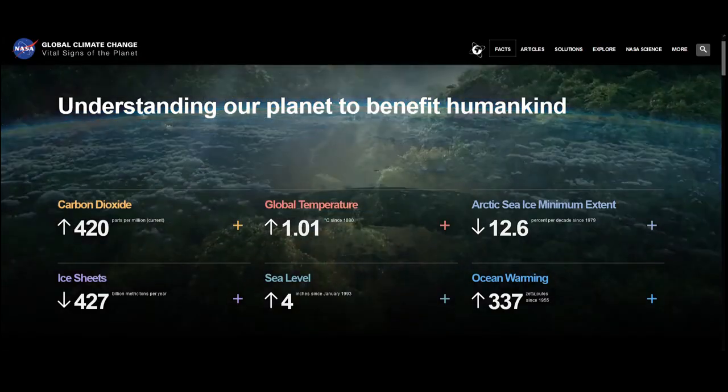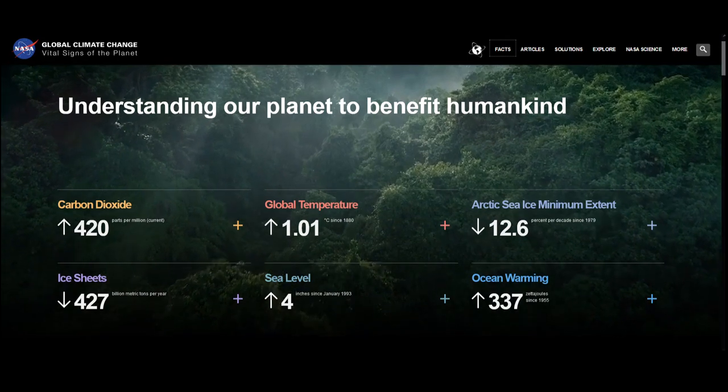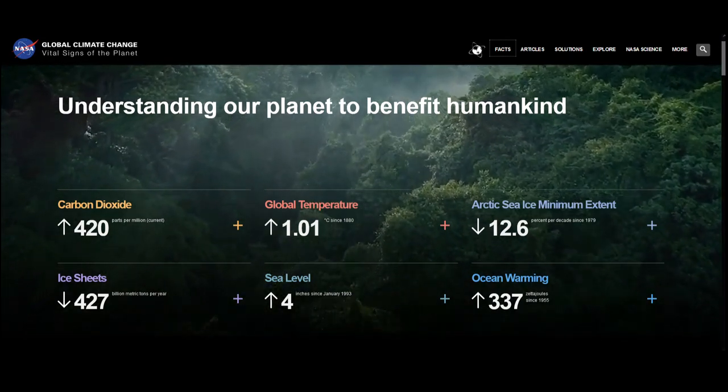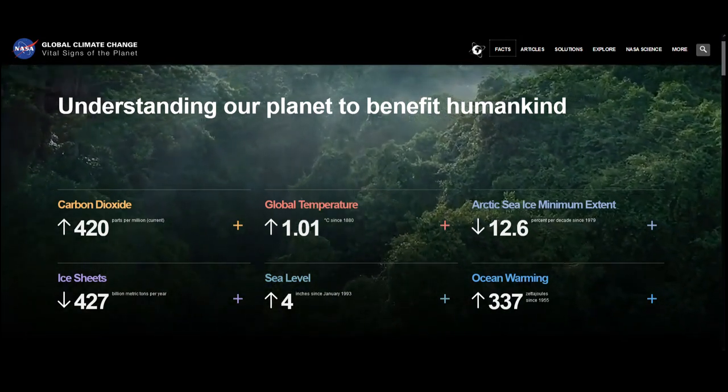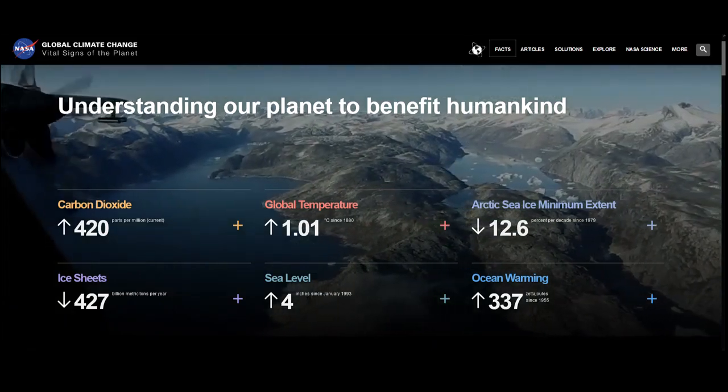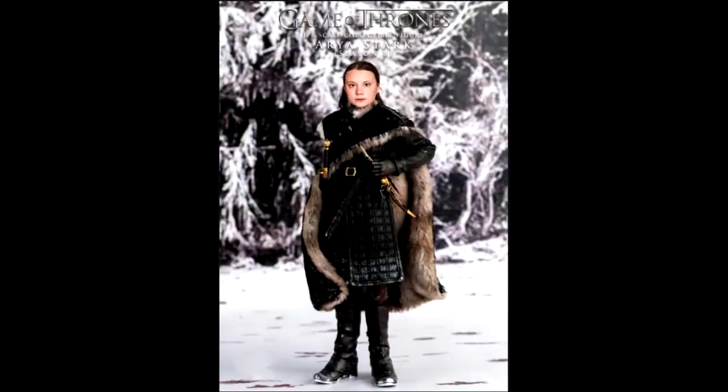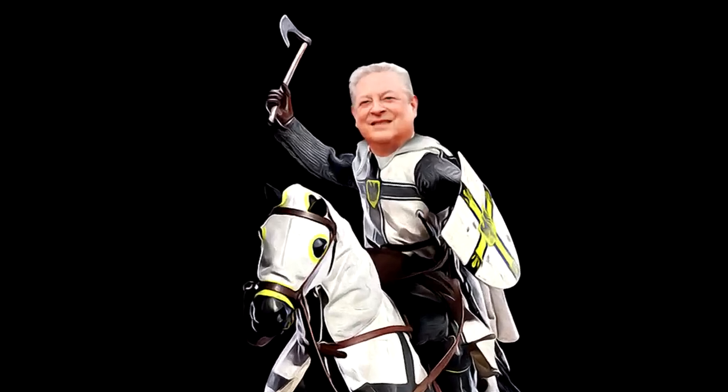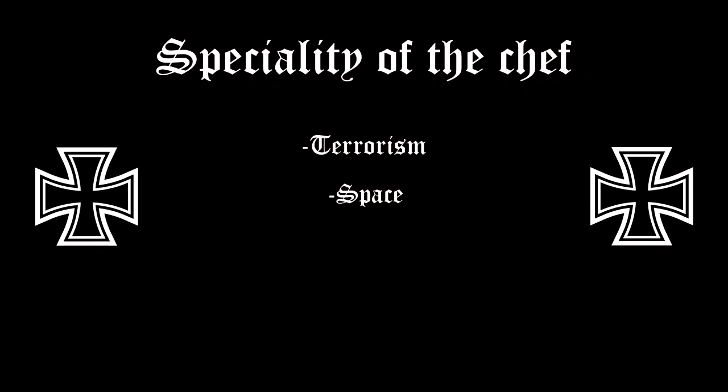When you say NASA, you say climate. The climate change. Here's some programming. The little girl with the dagger, Greta Thunberg. Teutonic Knight, Al Gore. So specialty three, climate.